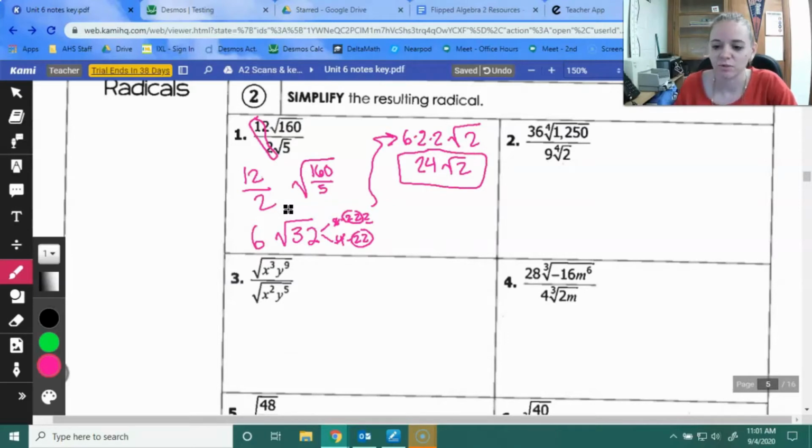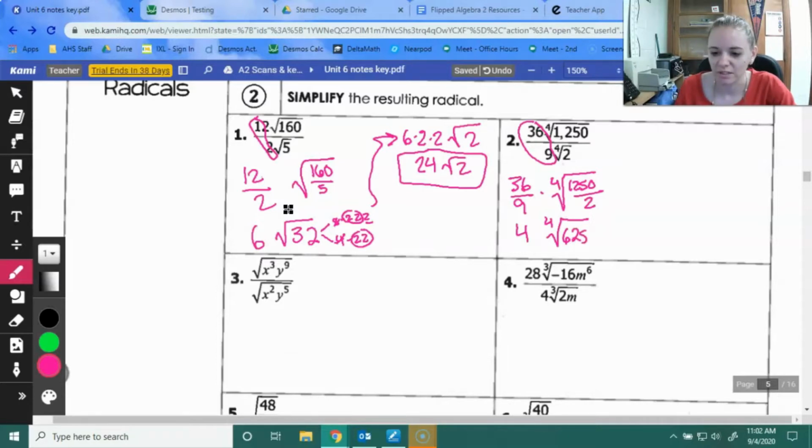Let's go ahead and do number 2 since we have a 4th root in here. So again, we're going to do 36 and 9. Just worry about them. 36 divided by 9. And then our radical will become 1, 4th root of 1250 divided by 2. And then we work each one separately. 36 divided by 9 is 4. 4th root of, that would be what, 625? Yeah. 4th root of 625.